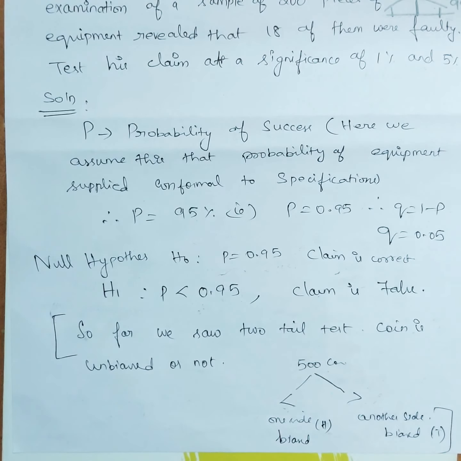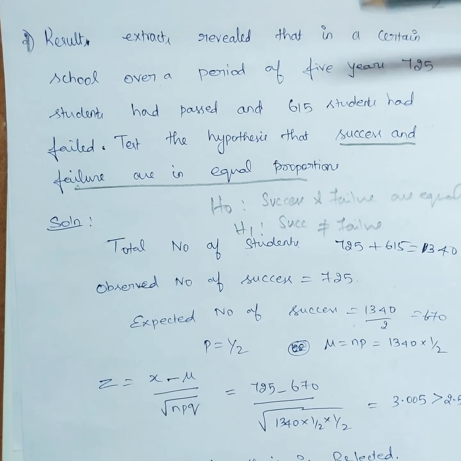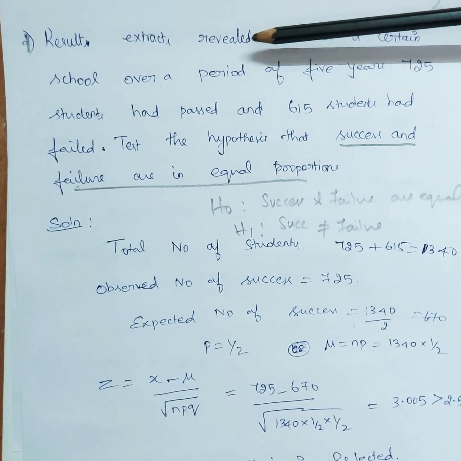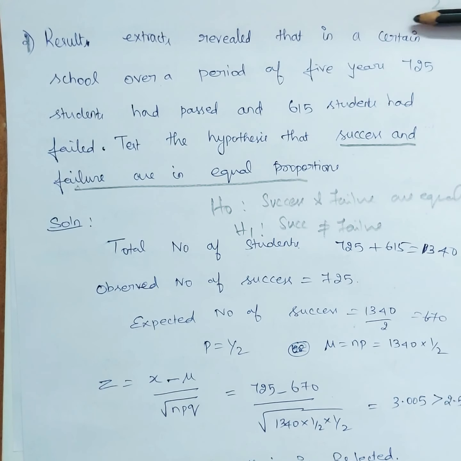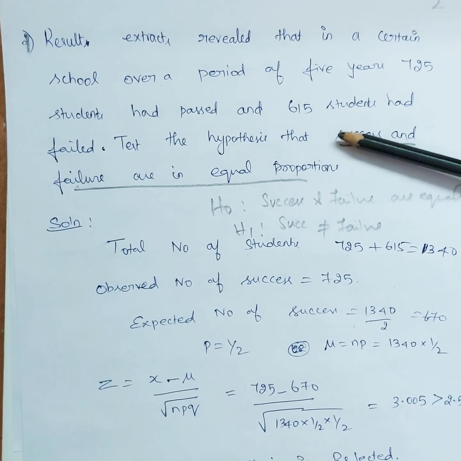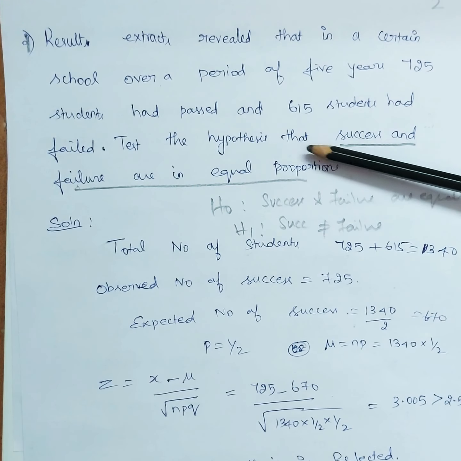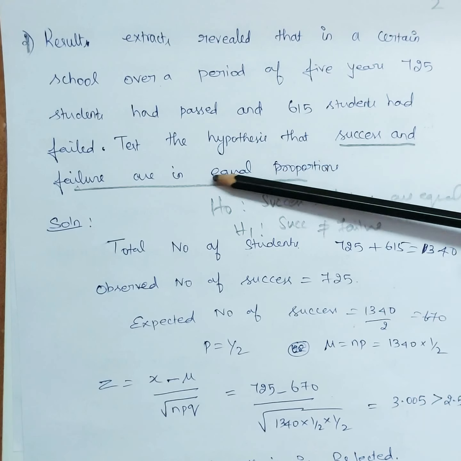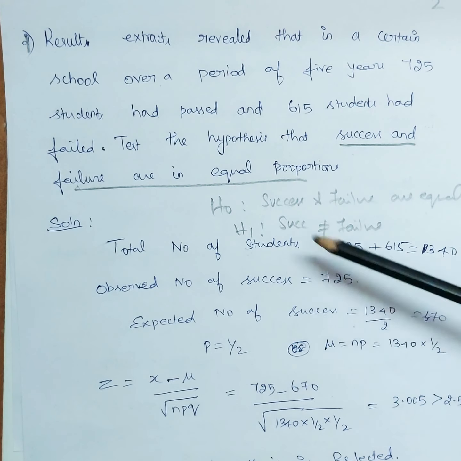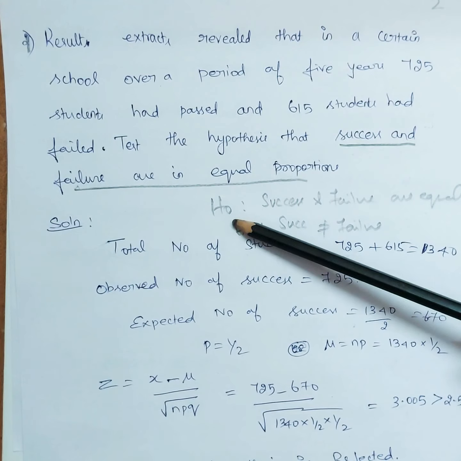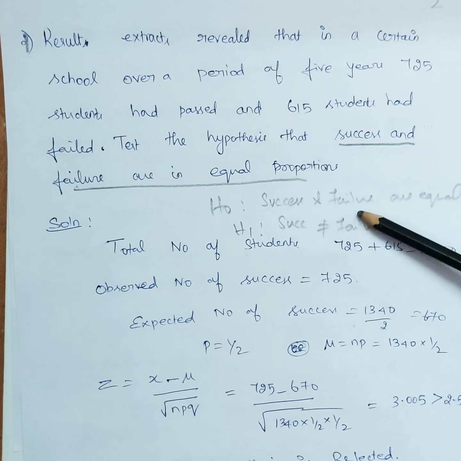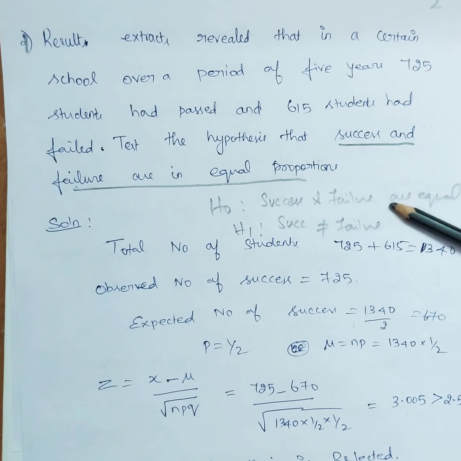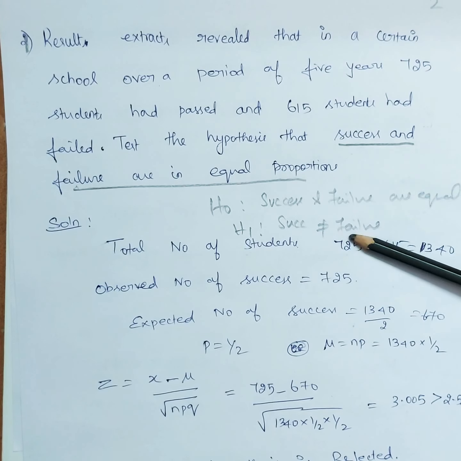So if you remember in the first class, one sec, I'll show that problem. This was the problem I was talking about. I'll just read that problem that we did in the previous class. The results extracts reveal that in a certain school over a period of 5 years, 725 students passed, 615 students failed. Test the hypothesis that success and failure are equal in proportions. How will we write the null hypothesis? Null hypothesis means H naught. He has given the hypothesis itself. Success and failure are equal. So what is opposite to that? Success not equal to failure.